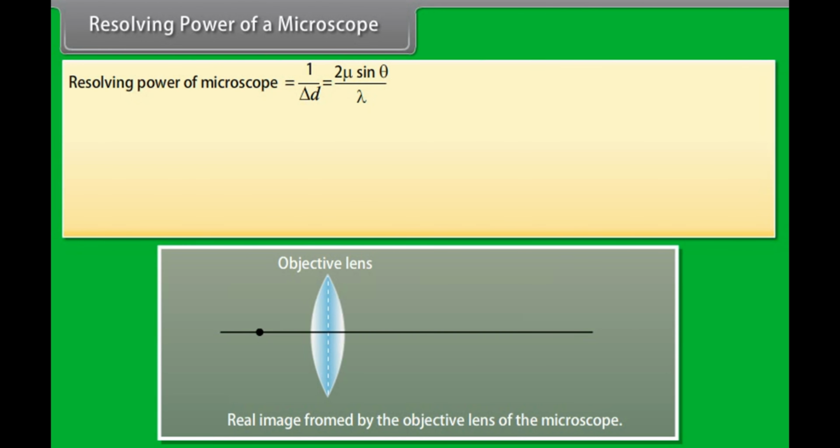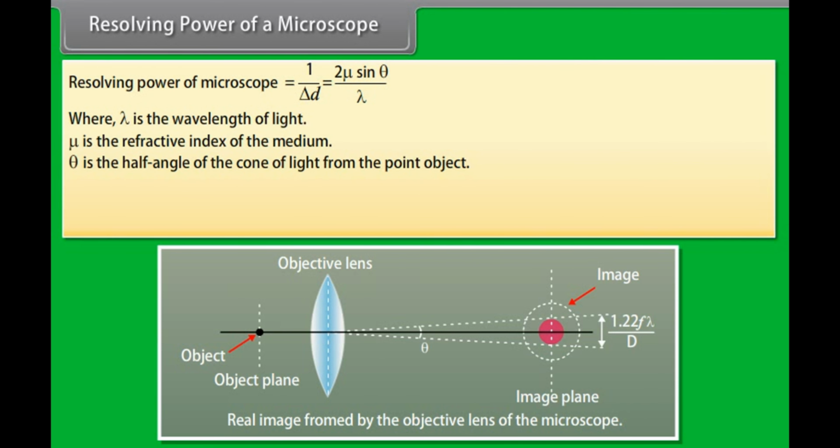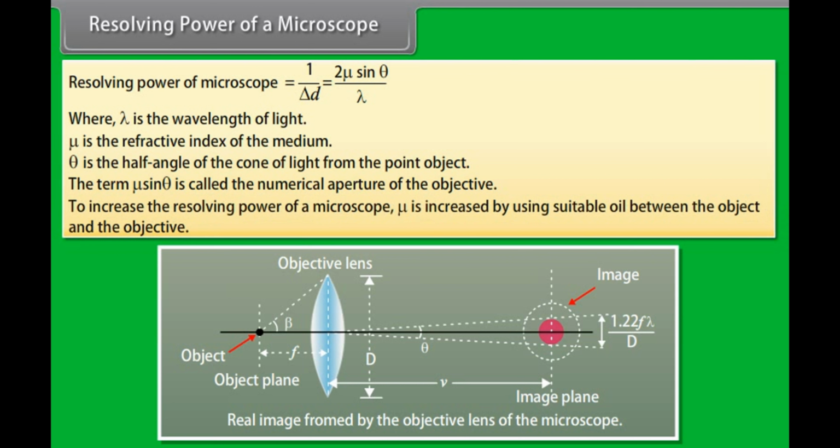1/ΔD is equal to 2μ sin θ / λ, where λ is the wavelength of light, μ is the refractive index of the medium, and θ is the half angle of the cone of light from the point object. The term μ sin θ is called the numerical aperture of the objective. To increase the resolving power of a microscope, μ is increased by using suitable oil between the object and the objective.